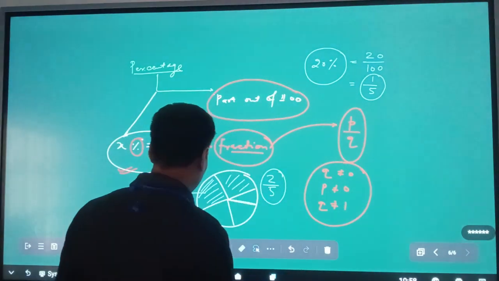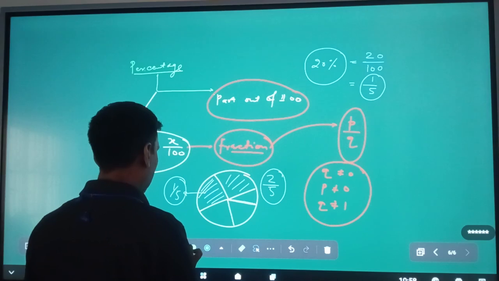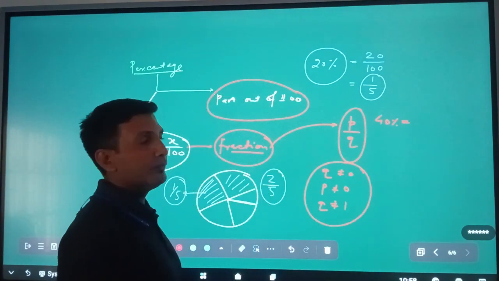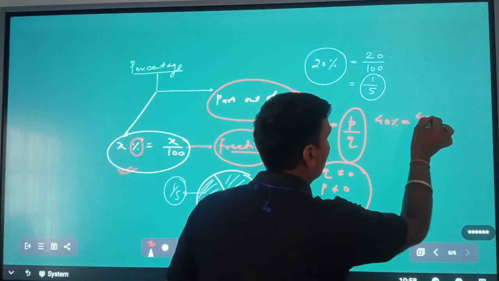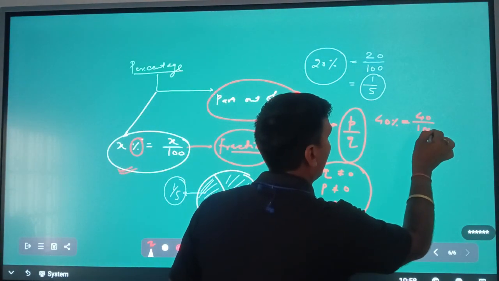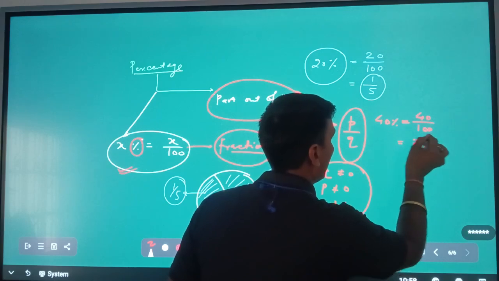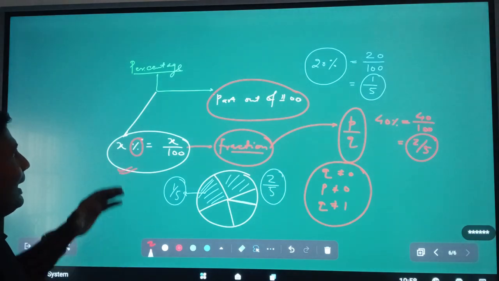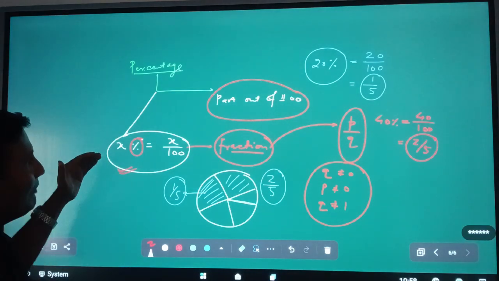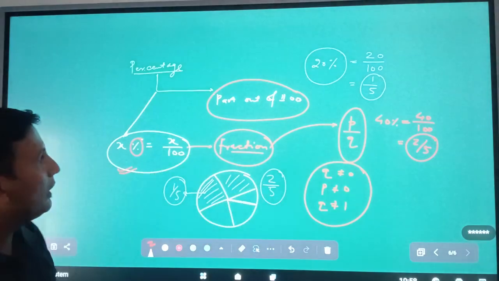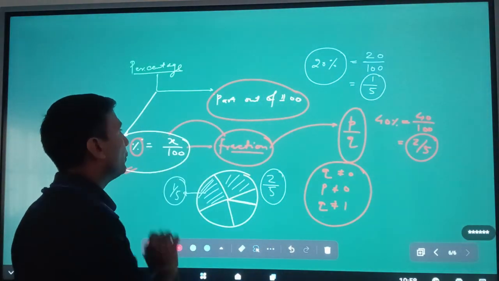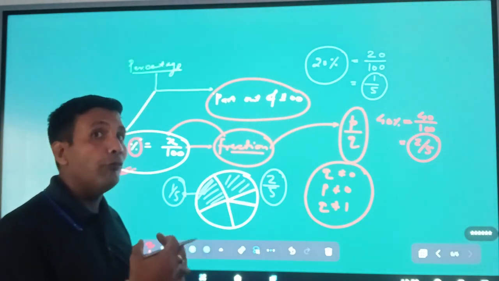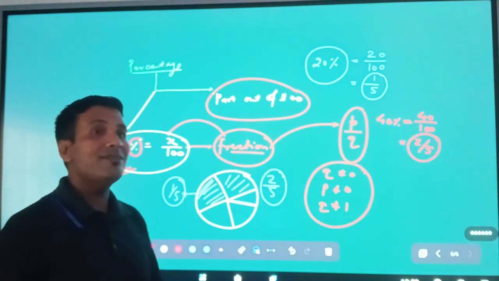Similarly, if your friend says, no, this is less, I am going to take 40% of what you have bought. So 40% can be converted by the rule of fraction, 40 upon 100, and that is going to be 2 by 5. So I think you have understood that any percentage can be converted into fraction, and similarly any fraction can be converted into percentage. So both are equivalent to each other, but their representations are different.